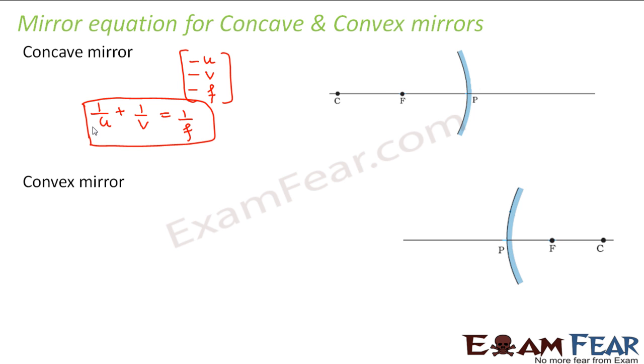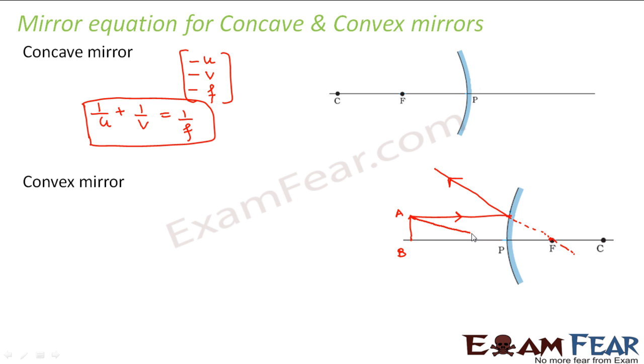Now let us consider a convex mirror. In the case of a convex mirror, let us suppose we have an object here, let us say this object AB. What happens? A ray of light which is parallel to the principal axis, when it falls on the mirror, gets diverged. But if you join it backwards, it looks as if it is appearing through this, as if it is passing through this principal focus.